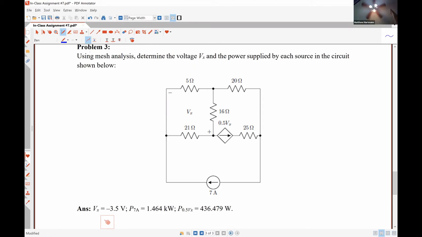Let me rephrase my question, because we might be getting into an argument on semantics. How many mesh currents am I going to have here? Three. All right. So let's label this one I1, this one I2, and this one I3. Now, there is an interior current source, which means we should apply a super mesh technique here. So I'm going to try to draw a loop that will contain that interior current source.